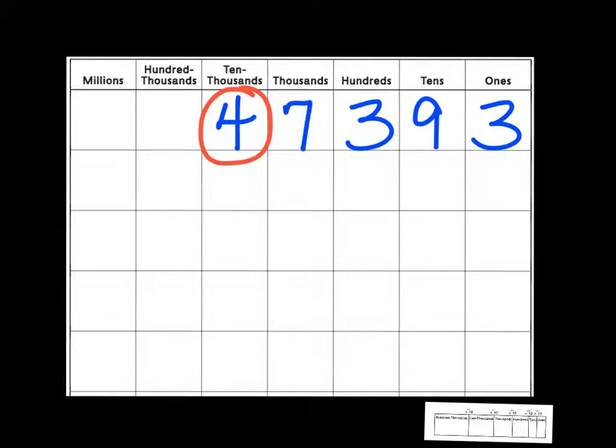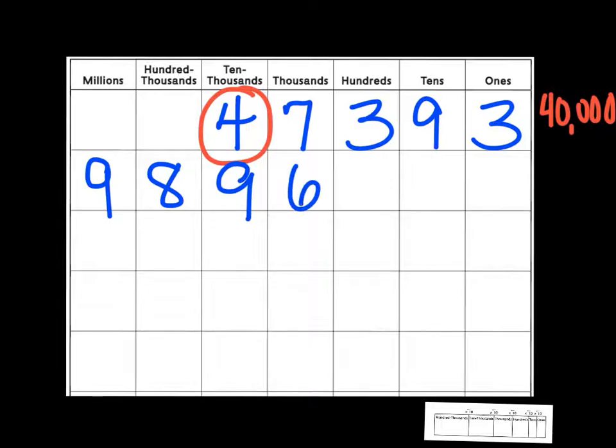Well, first of all, I'm going to look to see what column it's in. It's in the 10,000s place, so that means that 4 is worth 10,000. So if I had 10,000 4 times, that would be 40,000. So that particular digit is worth 40,000. Let's do another one. Make it just a little bit bigger. So let's say that we have this number right here.